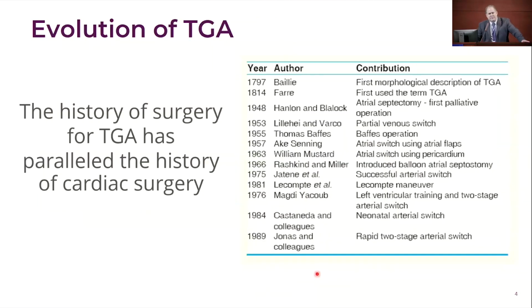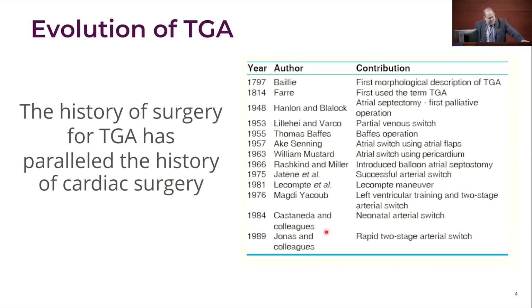From the history, this is not different from the pediatric heart surgery history. They go hand in hand. You can see it from the Blalock-Hanlon procedure, an atrial septectomy, one of the first palliative operations. Then Lillehei and Barcroft tried the partial venous switch, and the baffle operations, the atrial switch by Senning and Mustard. In 1975, Dr. Jatene did the first successful arterial switch. That was the game changer.